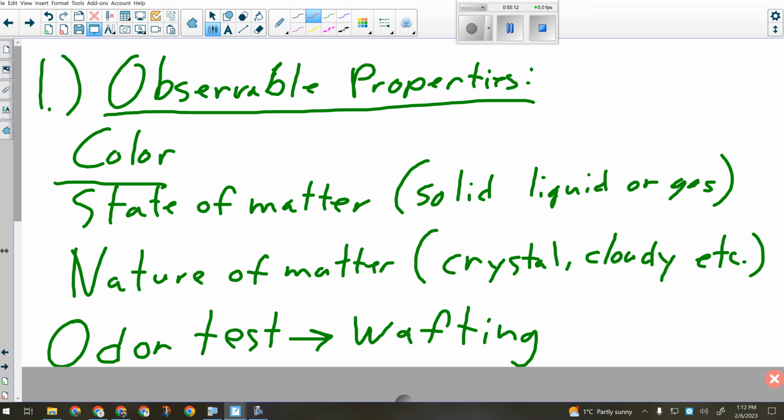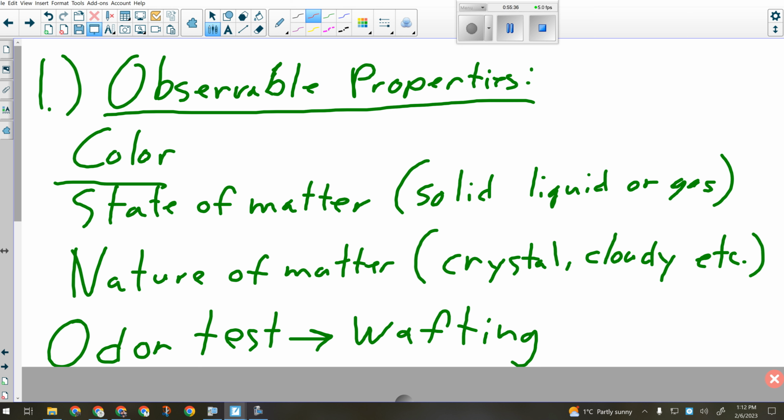The wafting test I would do with the original large sample, because if you've got 6 samples in here and you start doing this, you're smelling them all. So I would do the wafting test with the big sample at the front of the room. Once you've done the observable properties, then you're going to want to find out whether the substances are soluble or not. To do that, you're going to add distilled water to each material.